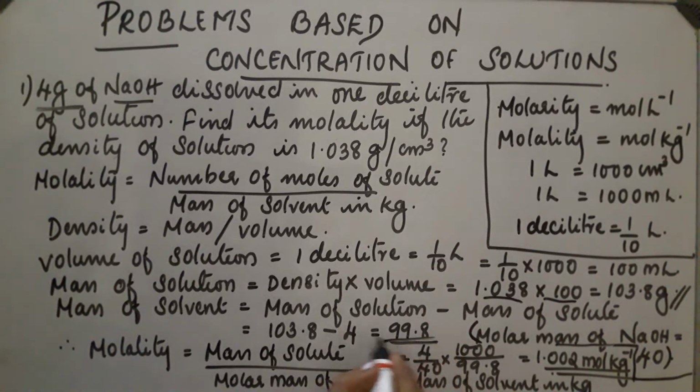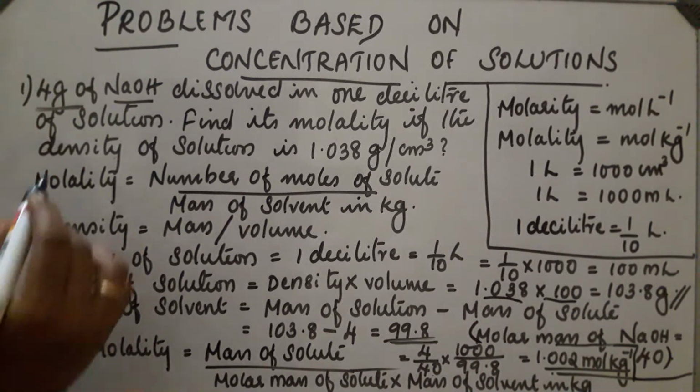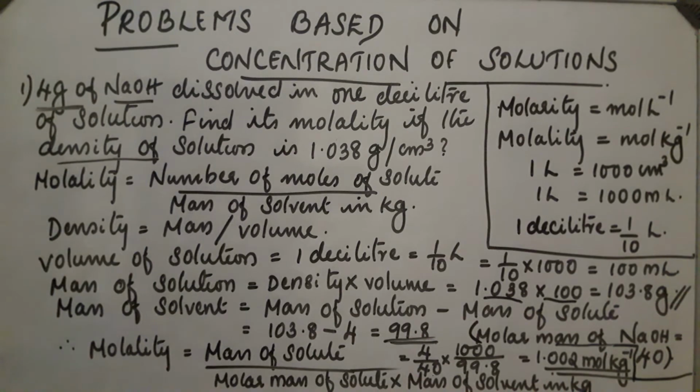We already calculated the mass of the solvent. So this will be equal to 4 by 40 into 1000 by 99.8. Answer is 1.002 mole kilogram inverse. Like this we can calculate the molality from the given terms in the question.